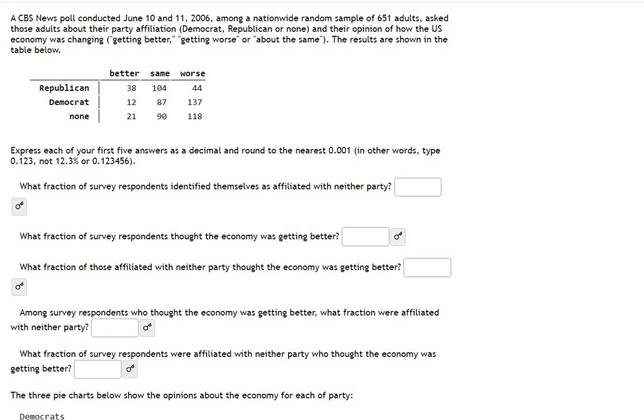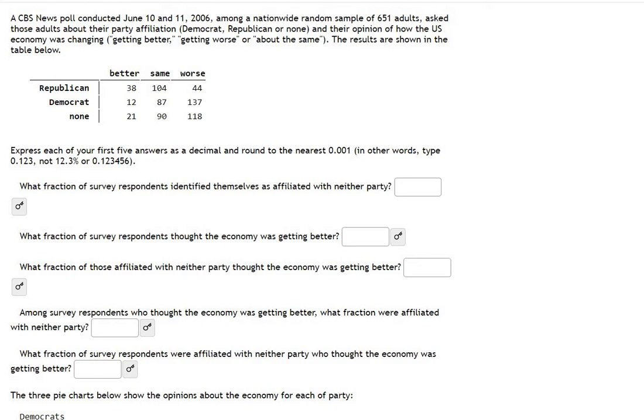A CBS News poll conducted June 10th and 11th, 2006, among a nationwide random sample of 651 adults asked those adults about their party affiliation, Democrat, Republican, or none, and their opinions of how the U.S. economy was changing: getting better, getting worse, or about the same. The results are shown in the table below.